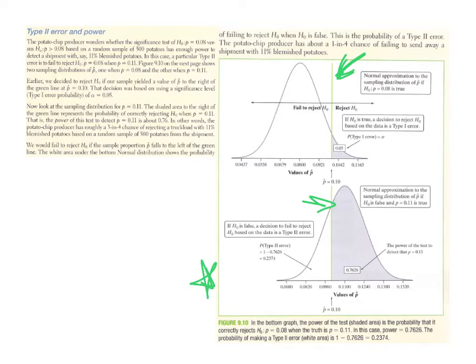We would fail to reject the null hypothesis if the sample proportion falls to the left of the green line. The white area under the bottom normal distribution shows my probability of failing to reject the null hypothesis. So failing to reject to the left, rejecting it to the right. This is the probability of my type 2 error. So the potato chip producer has about a 1 in 4 chance of failing to send away a shipment with 11% blemished potatoes.